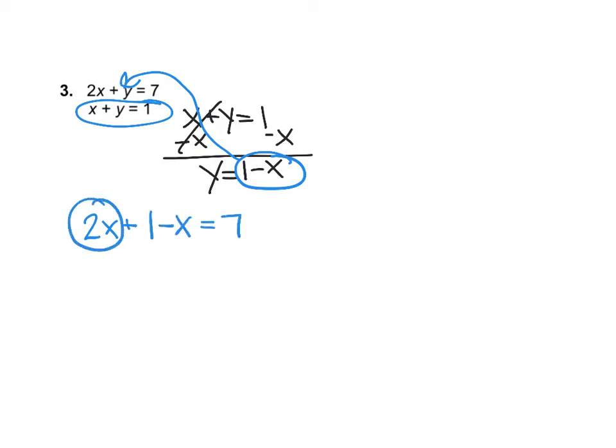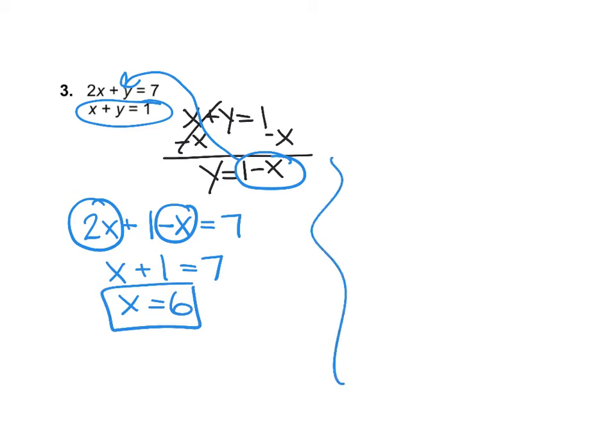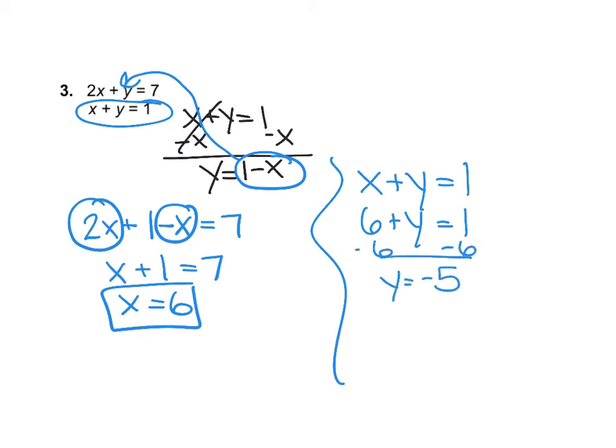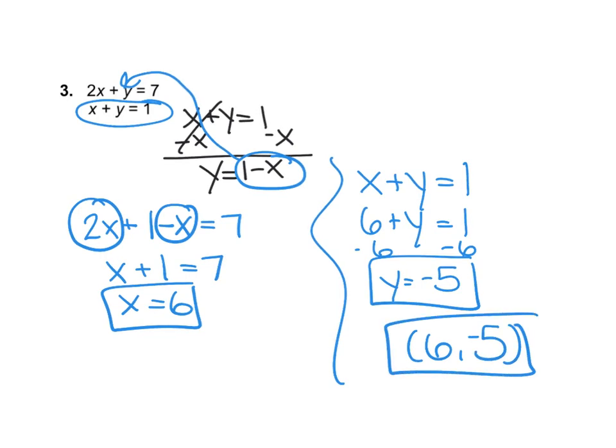All right, so we've got this, and x is going to be equal to 6. And then once again, we're just going to plug it in. I'm going to take x plus y is equal to 1, and 6 plus y is equal to 1, so y is equal to 1 minus 6, and y is equal to negative 5. So in this case, your solution to that system is (6, -5).